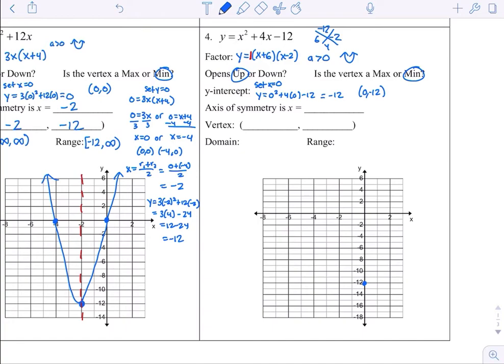Alright, axis of symmetry. We have to find our roots first. To find your roots, set y equal to 0. 0 is equal to x plus 6 times x minus 2. So 0 equals x plus 6 or 0 equals x minus 2, which is simply x equals negative 6 or x equals 2. So (negative 6, 0) and (2, 0) are our roots, and we're going to plot that.